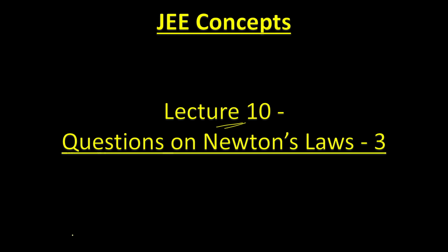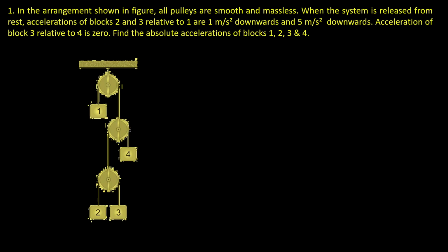So let us begin. The first question is: in the arrangement shown in the figure, all pulleys are smooth and massless. When the system is released from rest, the accelerations of block 2 and 3 relative to block 1 are 1 meter per second square downwards and 5 meters per second square downwards. The acceleration of block 3 relative to block 4 is 0. Find the absolute accelerations of blocks 1, 2, 3 and 4.